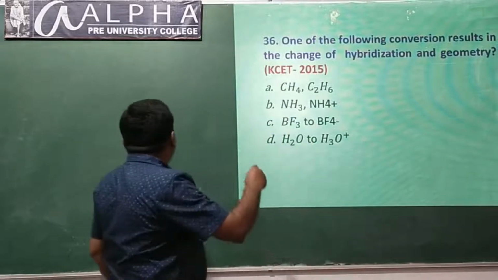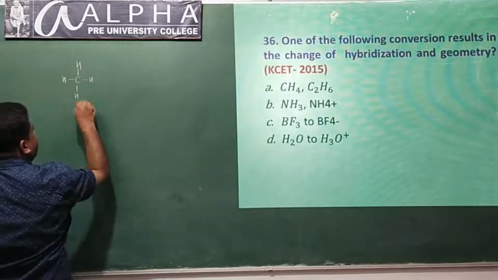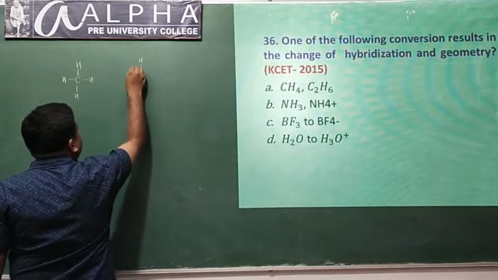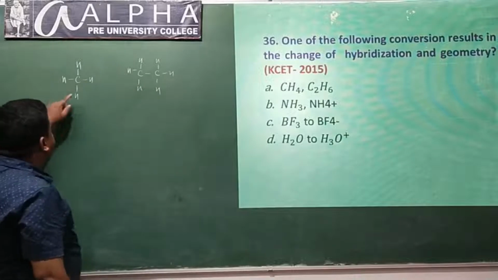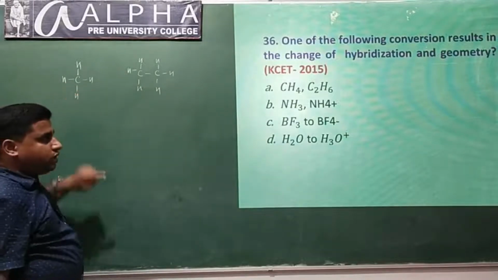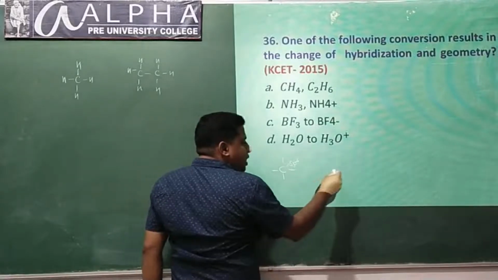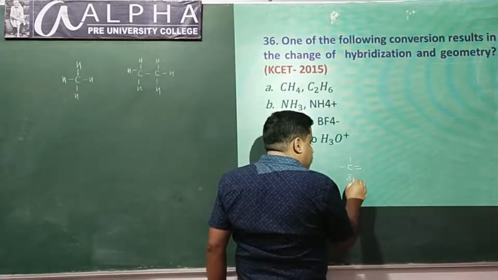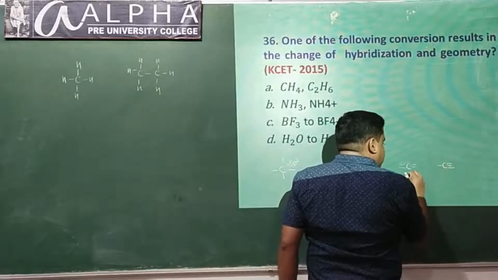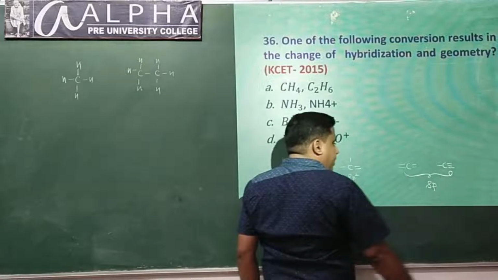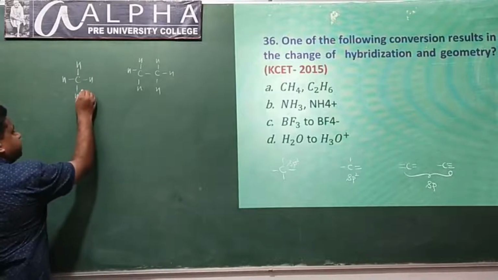Okay, so here methane CH4, ethane C2H6, CH3. Here the carbon is surrounded only by single bonds. I have told you, if the carbon is surrounded only by single bonds, then it is sp3 hybridization. If the carbon is surrounded by one double bond, sp2 hybridization. If the carbon is surrounded by two double bonds or one triple bond, then it is sp hybridization. So here the carbon is surrounded only by single bonds, meaning sp3 hybridization.